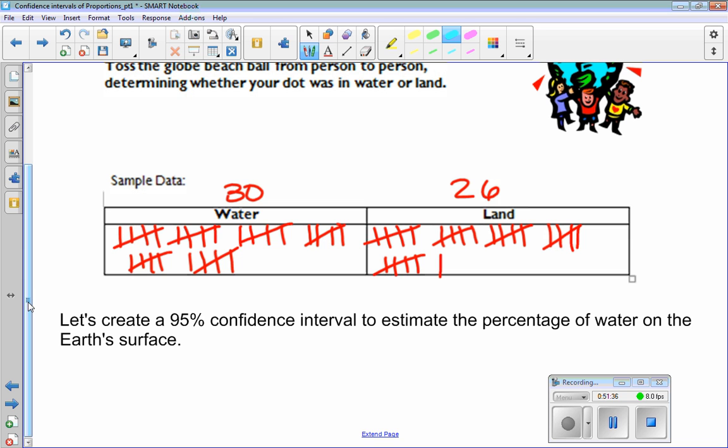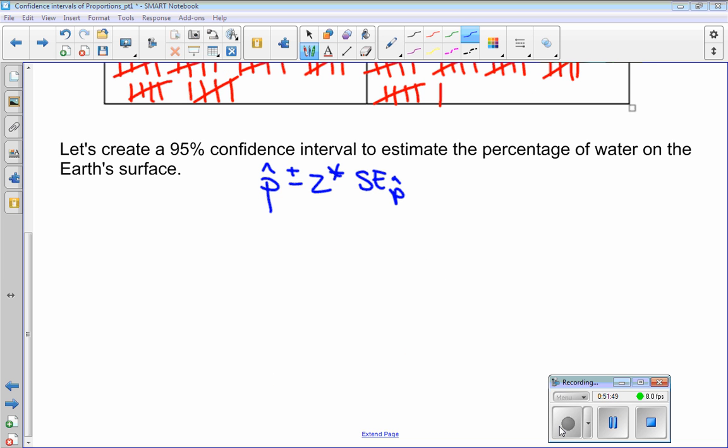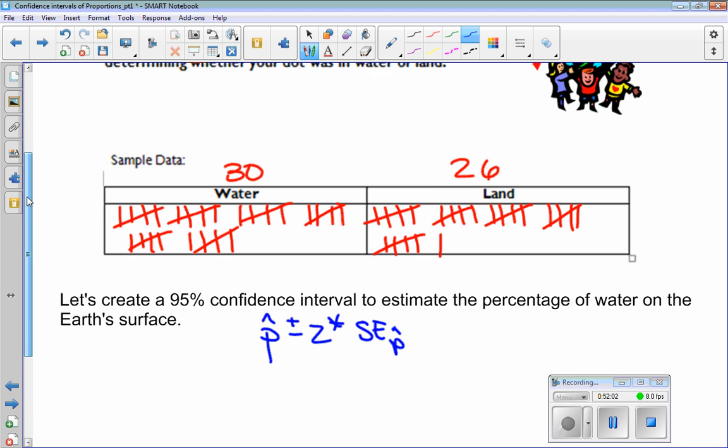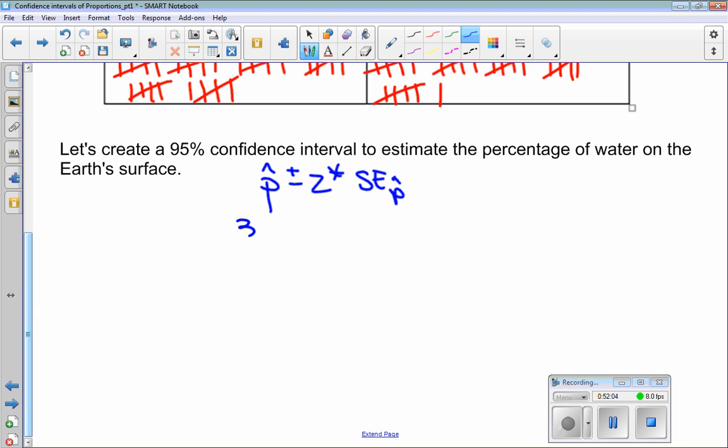You go ahead and try it. P hat's all you need right now. 30 out of 56. I agree. P hat plus or minus z star times the standard error of p hat. Isn't that the confidence interval formula? It's your statistic plus or minus your critical value times your standard deviation of the statistic. So p hat you told me was 30 out of 56. Good.